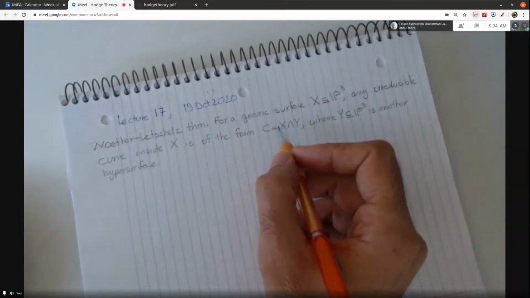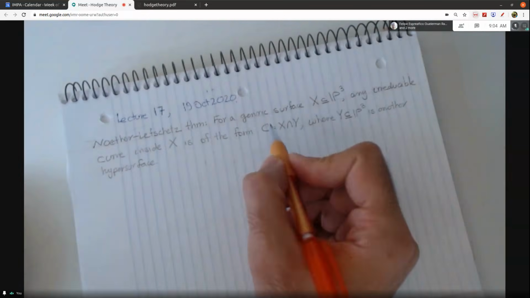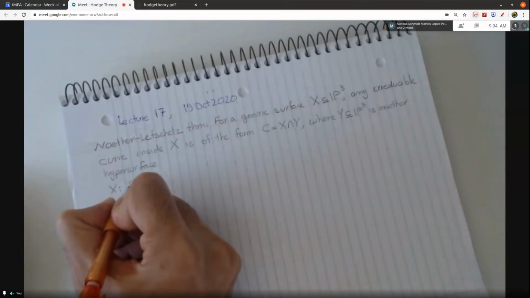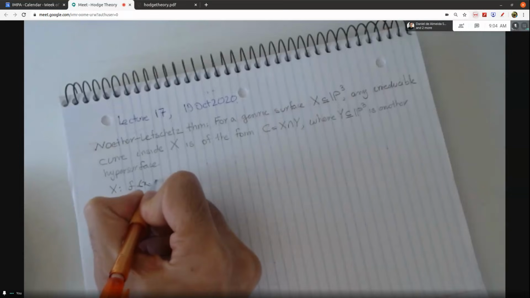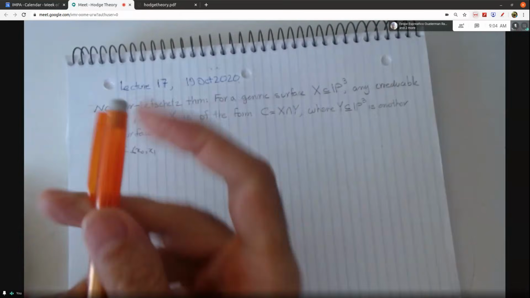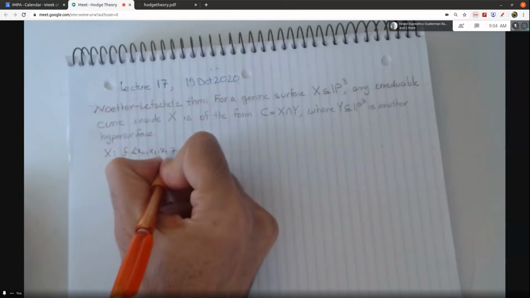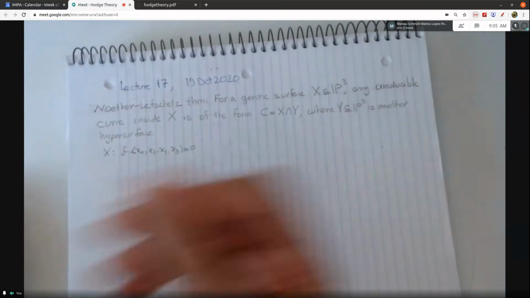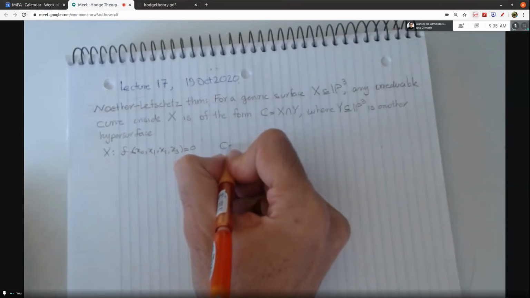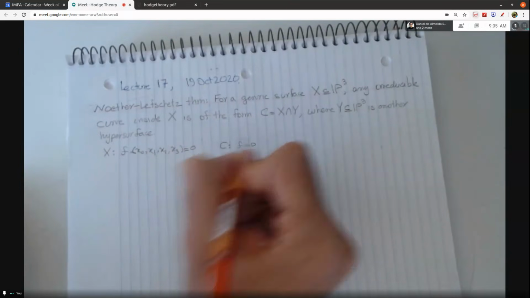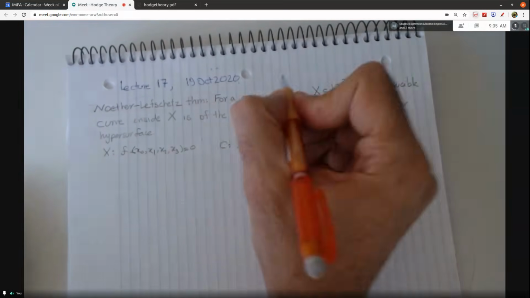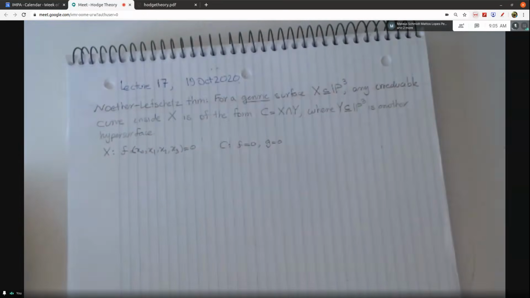In other words, all the curves that we can write, so X is given by F(X0, X1, X2, X3) equal to 0. Then the only way to produce curves is just to add to the equation of F another equation G equal to 0. And this is for a generic surface.